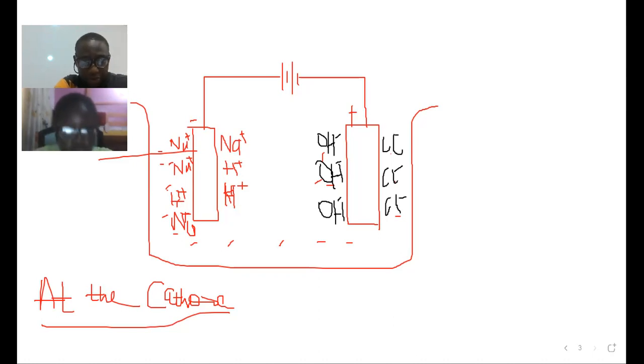What flows to the cathode? Which ion flows to the cathode? Sodium and hydrogen ion. Now, can you tell me which ion will be discharged preferentially at the cathode?